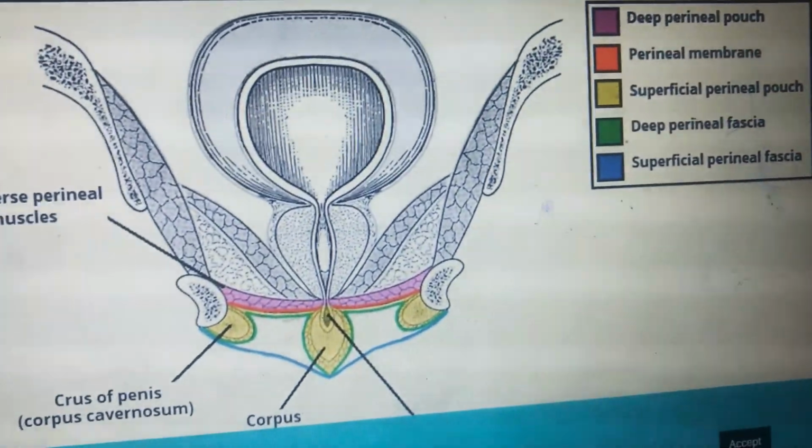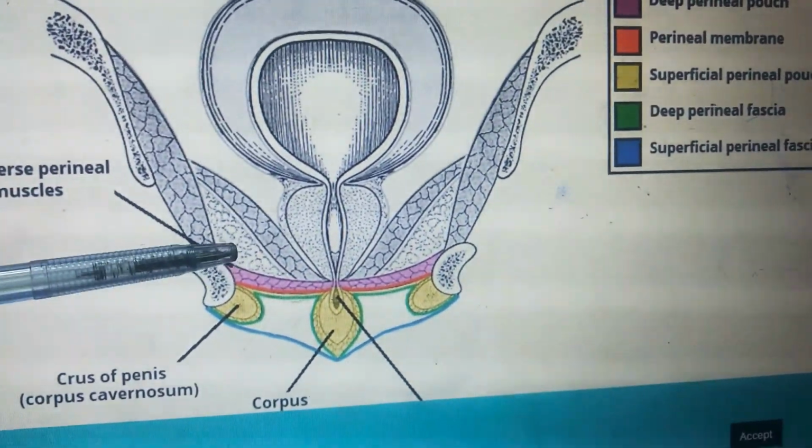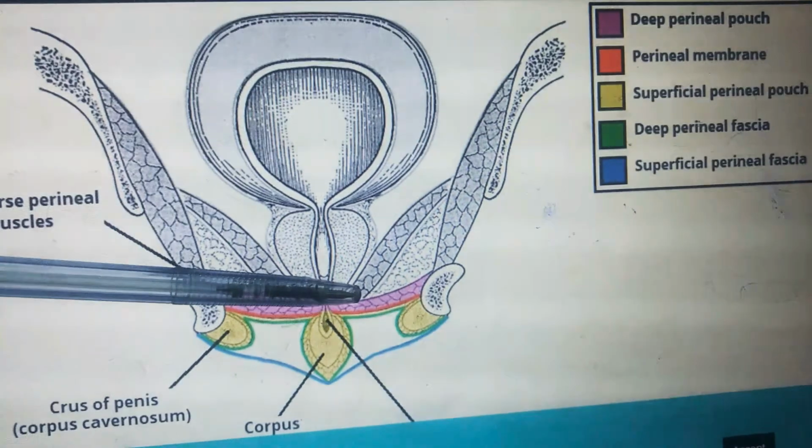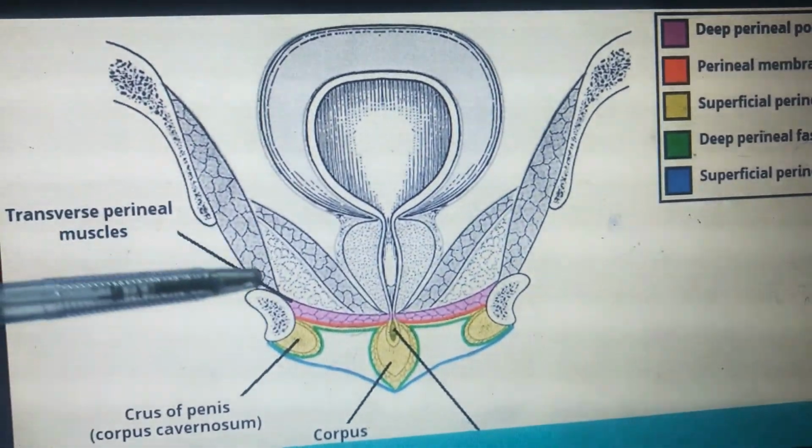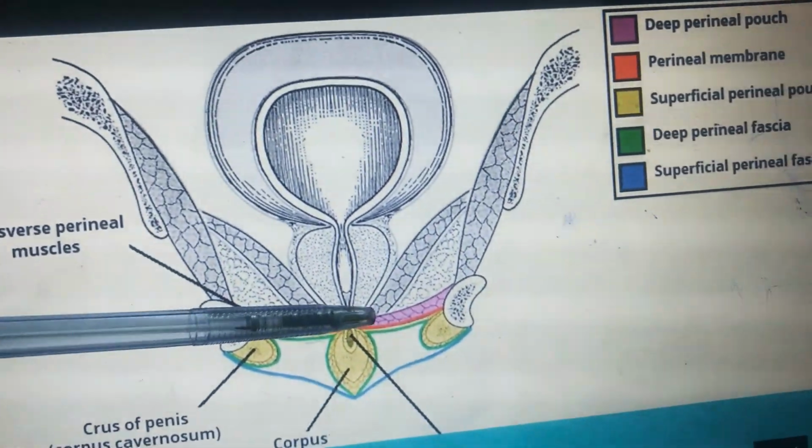Then moving forward and talking about the contents present within the deep perineal space, that is over here. The deep perineal pouch is present between two main structures. It is bounded superiorly by the fascia of the pelvic diaphragm. Over here is the fascia of the pelvic diaphragm.